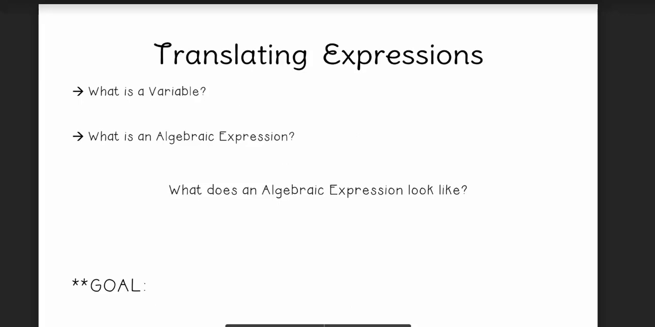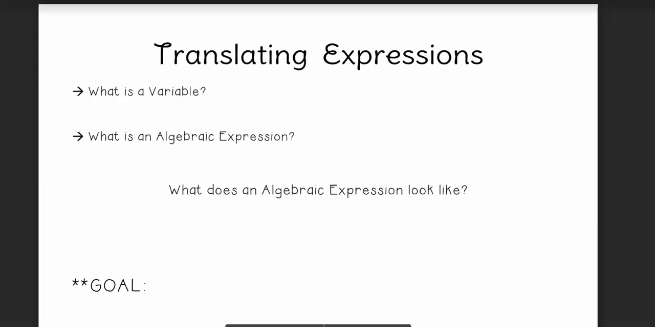Today we're going to talk about translating expressions. Translating expressions is just like when you're in a foreign language and you're translating that language into English, or you're translating English into that language. All I'm doing today is translating English sentences into math words.